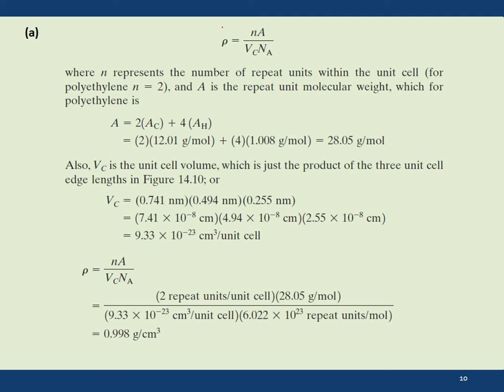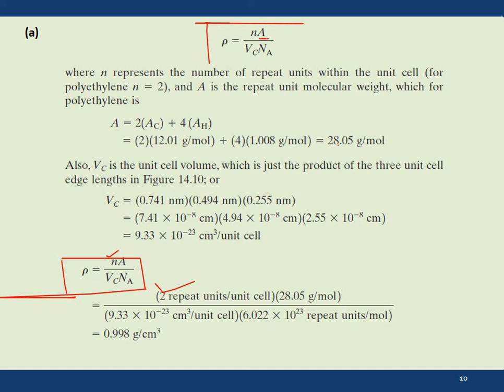So here you know that the formula for density is again rho equals nA upon Vc Na. N is the number of atoms, A is the atomic weight in grams per mole, Vc is the volume, and Na is the Avogadro's number. So first of all, the number of atoms: N is 2, since each cell has 2 repeating units. Now this A, we have to calculate this A.